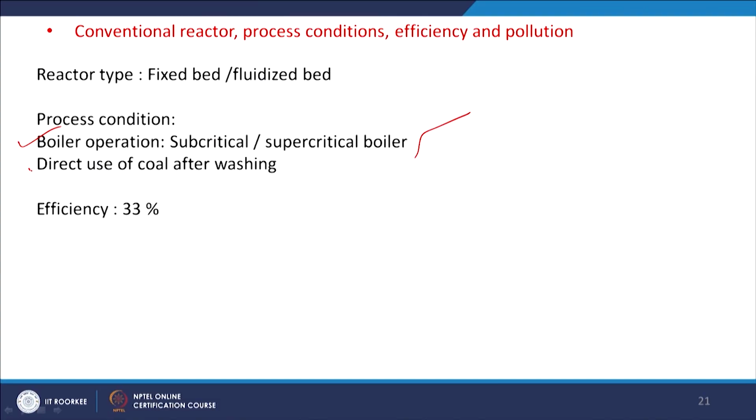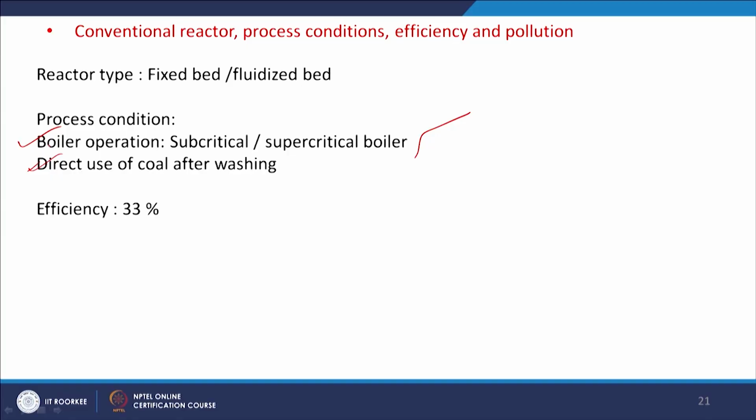And direct use of coal after washing. The coal has high ash and sulfur content. So, we need to remove the ash by washing, and after washing we will be using it for the thermal power plant, and in this case the efficiency is around 33%.